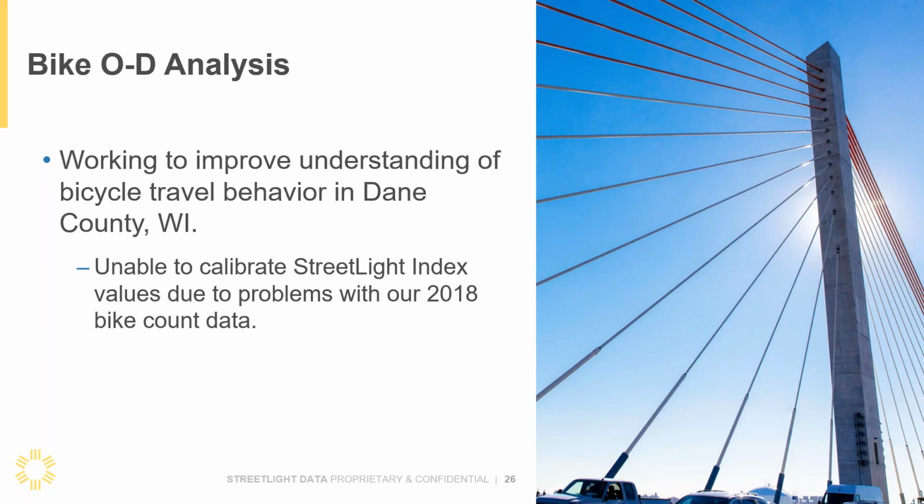Unfortunately, we are not able to calibrate the StreetLight index values currently because of problems with our own available 2018 bike count data. So we can look at the data proportionally, and we're looking forward to next year when we have better data from the city that we can match up. We can then do the calibration between the 2019 StreetLight data, which you don't have quite the whole year for yet, against the available counts for 2019. We hope to move forward with that soon. Next slide, please.